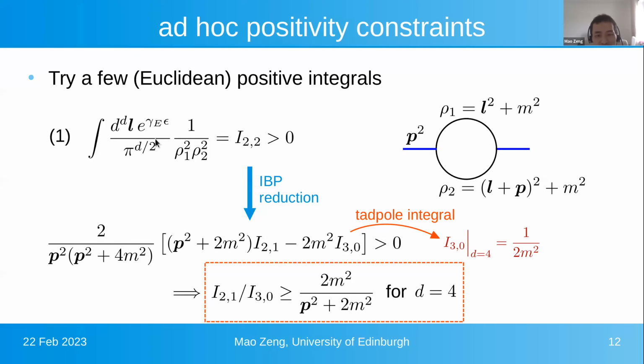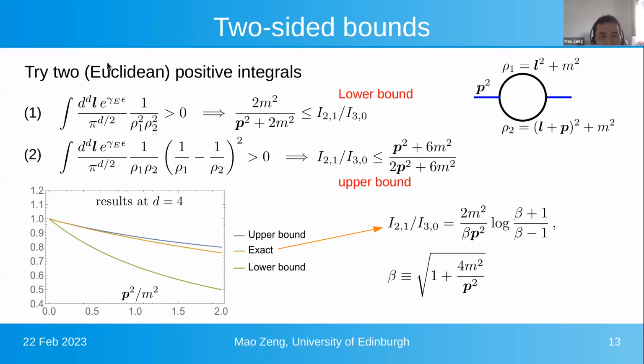But this is still not good enough because it only gives a lower bound, but not an upper bound. But it turns out that we can also get an upper bound just by writing down a different test integral. Okay, so the previous slide is line 1 here. Now the actual information I add is line 2 here. Now I just try some different integral, which is still positive.